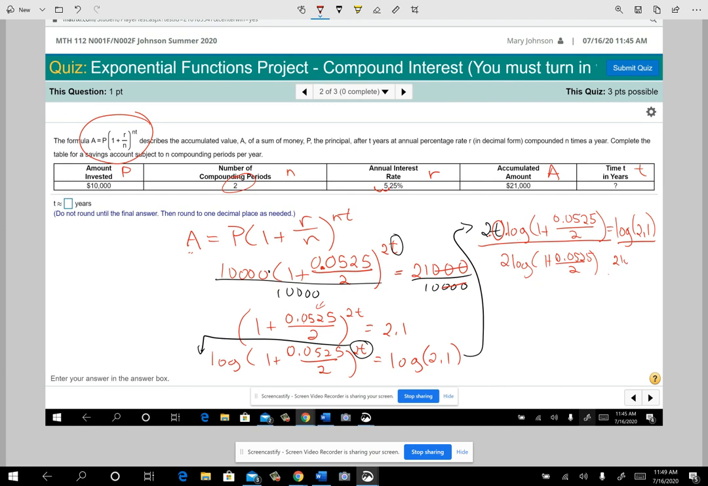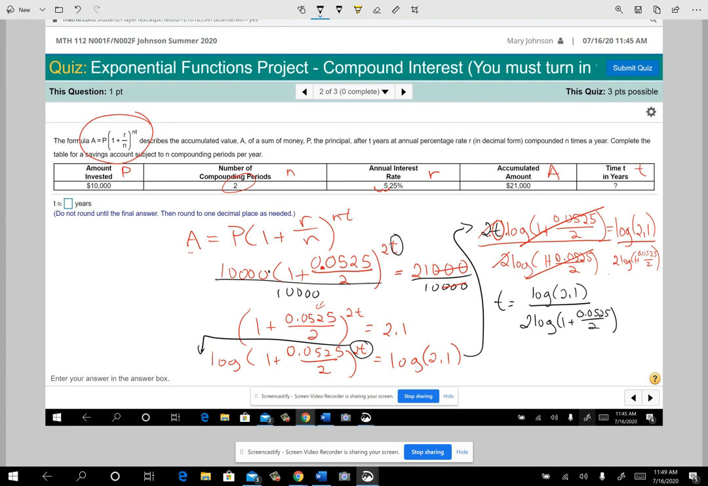So 2 log 1 plus 0.0525 over 2. Okay? So this would go away, and that would go away, and I'll just have the t equaling log of 2.1 divided by 2 log 1 plus 0.0525 divided by 2. Okay.